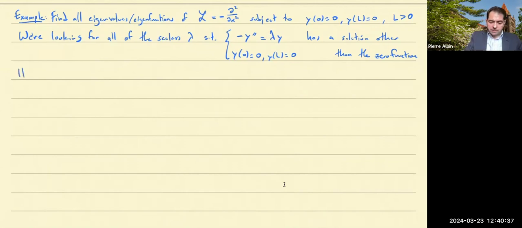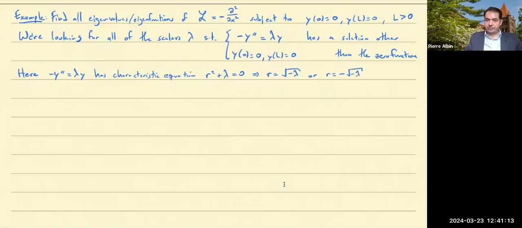Okay, so here, this equation is very easy to solve in general. It has characteristic equation r squared plus lambda equal to 0, which has roots square root of minus lambda and minus square root of minus lambda. So we will consider 3 cases.